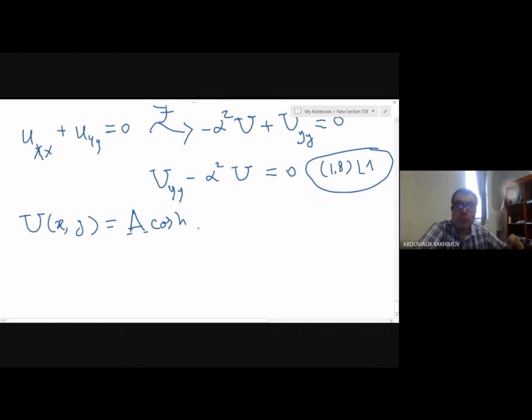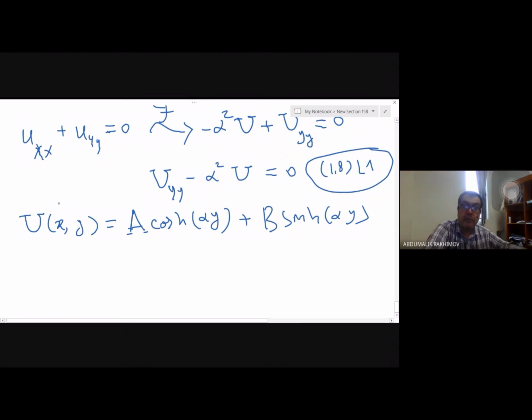So what will be this? Alpha y, because this is minus alpha squared, plus B times sine hyperbolic alpha y. Just look at lecture number 1 and you can see the solution is like this. Here the variable is y.